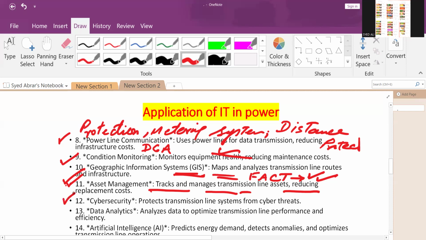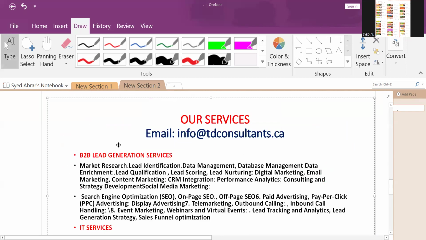So this is it. Now cyber security has become a big problem, because when you go everything online, real time, IT based, then there is always a risk of cyber attack, and that has become a very important area. Now, data analytics I have already covered.